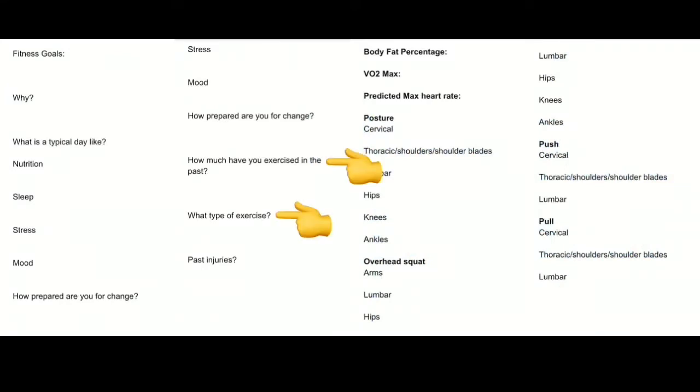Then I ask them how prepared they are for change, and how much they have been exercising, and what type of exercise they have been doing in the past, to make sure I do not burn them out physically or mentally. Then another very important question I ask them is their past injuries or their injury history, because the most important thing here is to keep them safe.